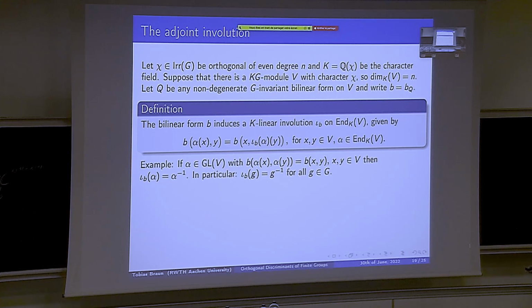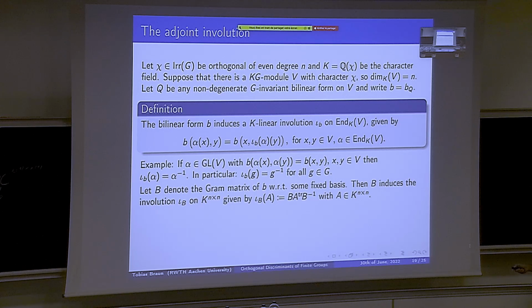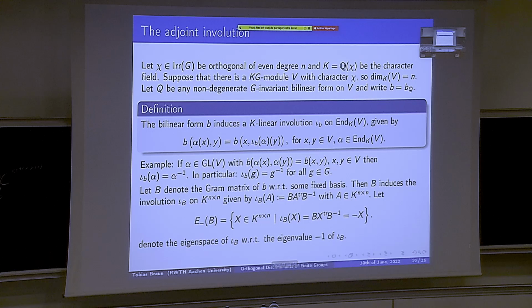Now, because we took a G-invariant bilinear form, the group G also acts like isometries on the space with respect to this bilinear form. So group elements will be inverted by the involution. Of course, you can do this also in the language of matrices. If you let B denote the Gram matrix, then you get this formula, and you get an involution of K^{n by n}. Okay, but what's the point? Where do I want to go? Now, what we can do is consider the eigenspace of this adjoint involution, written in matrices.